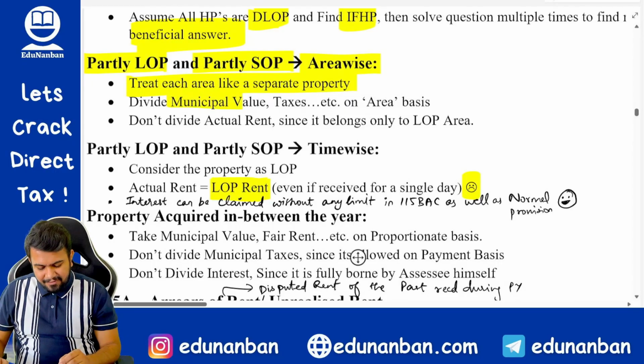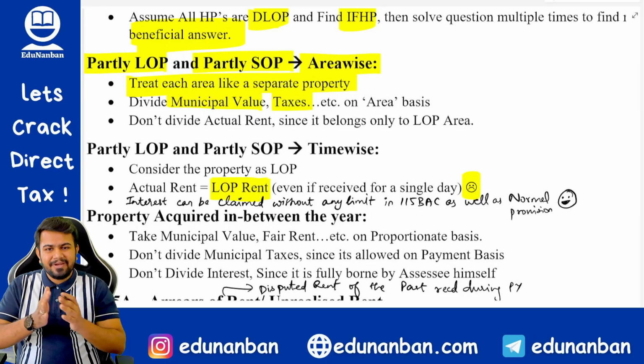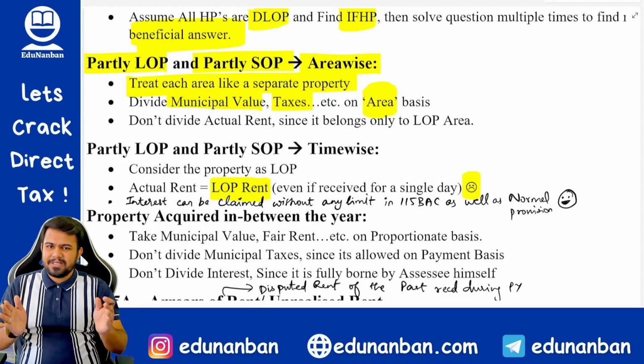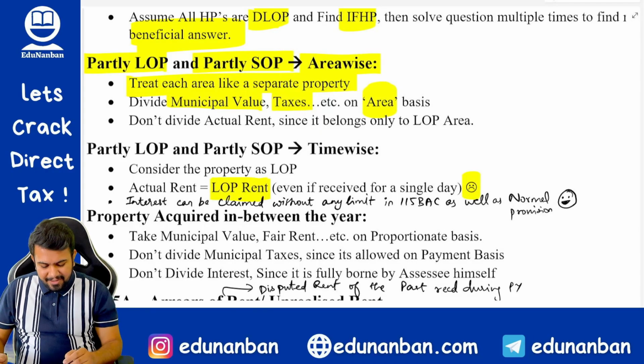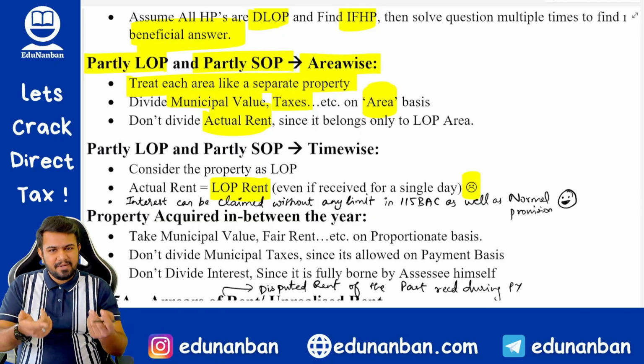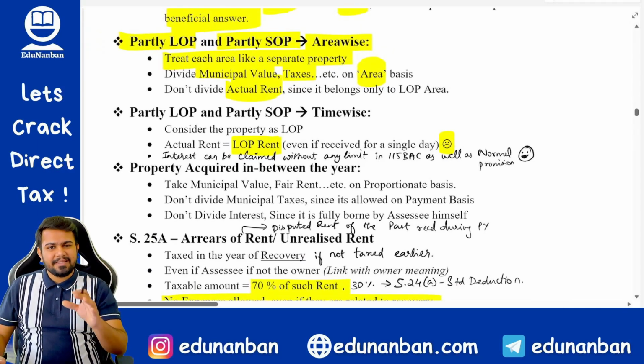So you have to divide the municipal value, the municipal taxes, fair rent, standard rent, everything you have to divide based on area. Area basis you have to divide, but don't divide the actual rent, because actual rent is coming only for the rented portion, correct? So don't divide the actual rent and then solve the question.